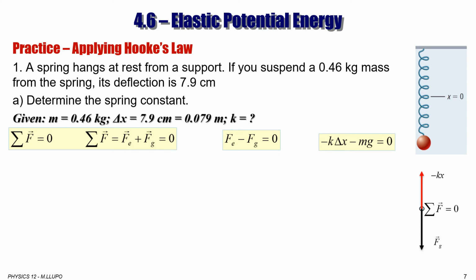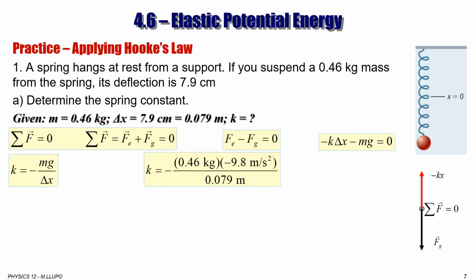So what we're looking for here is solving for K. So K is equal to minus mg divided by delta X. So that is equal to minus 0.46 kilogram times 9.8 meter per second squared divided by 0.079 meter. We can solve for K, which is 57.1 Newton per meter.